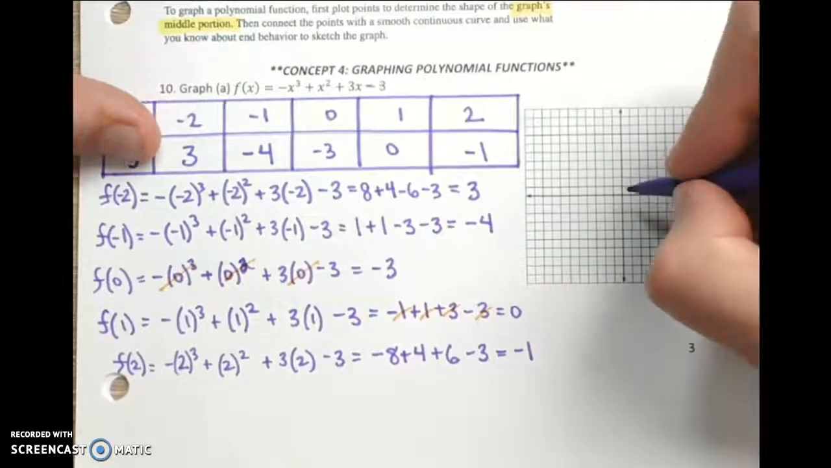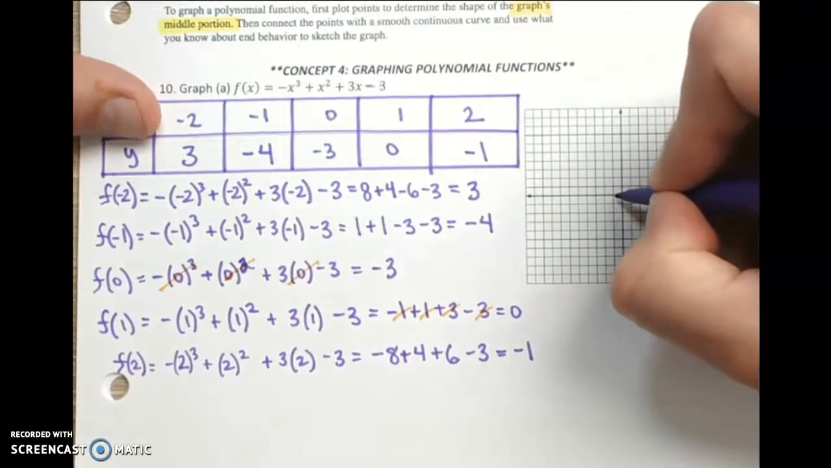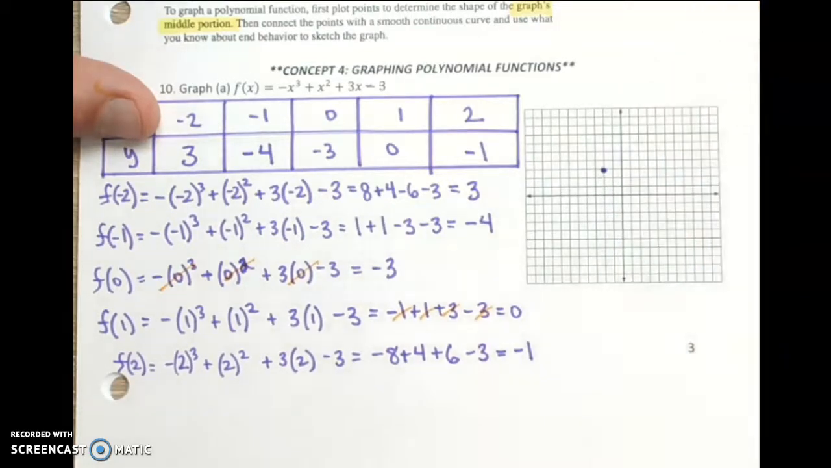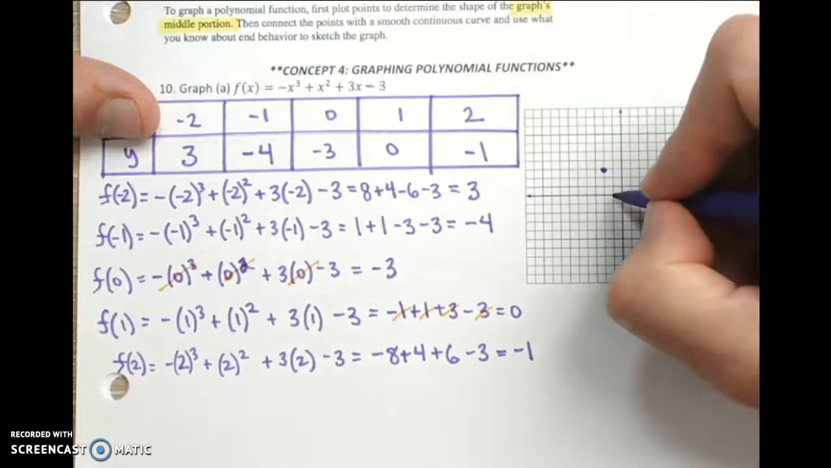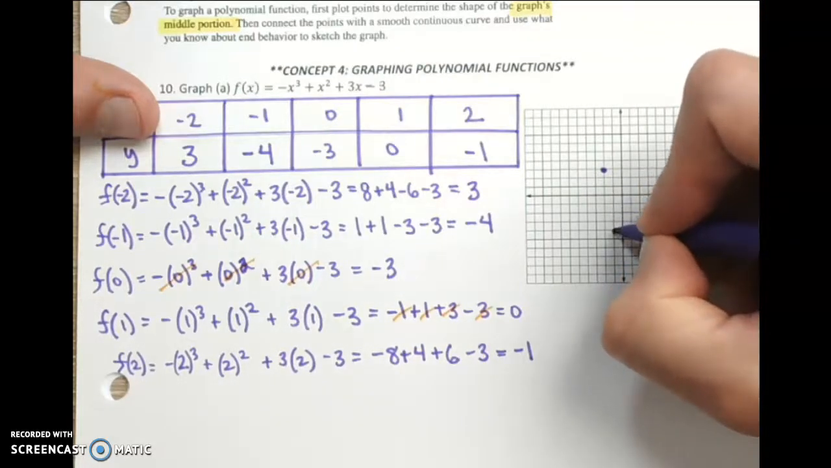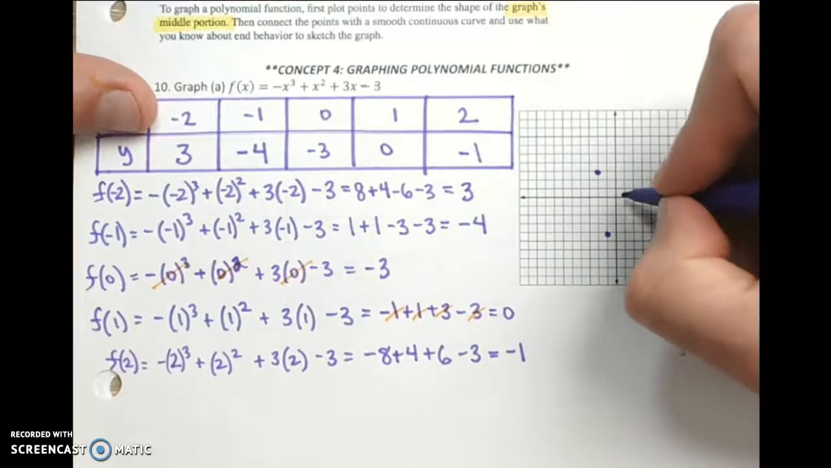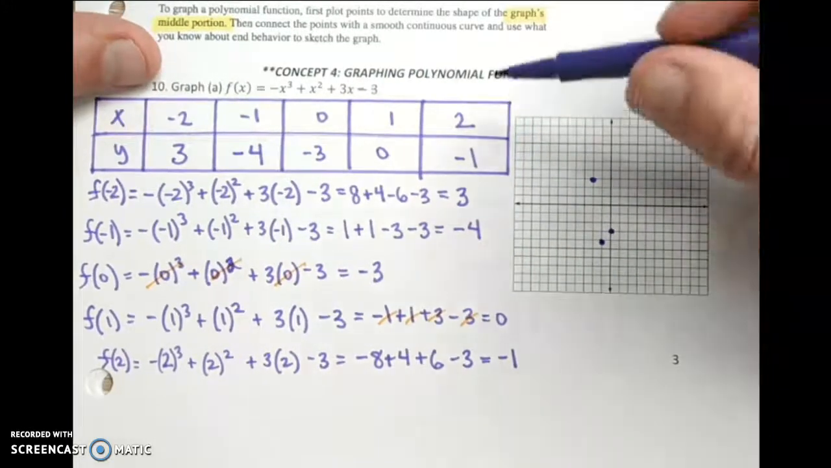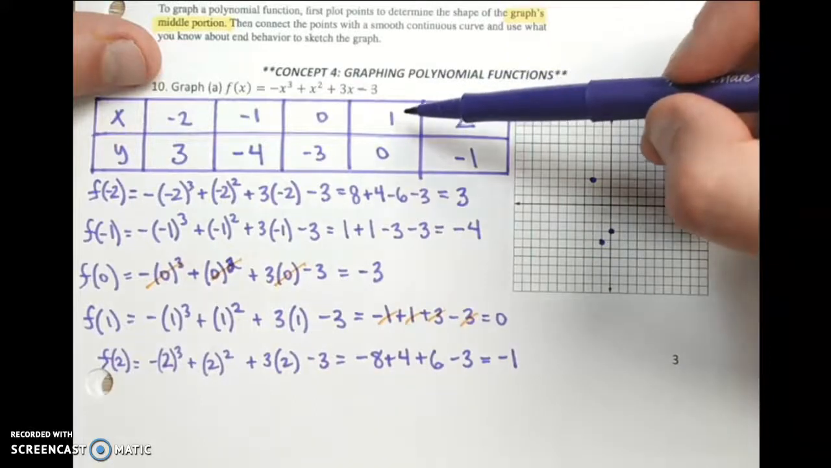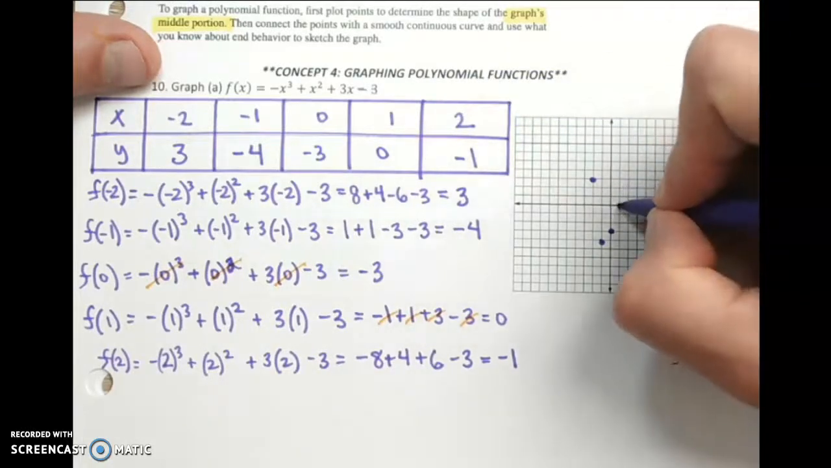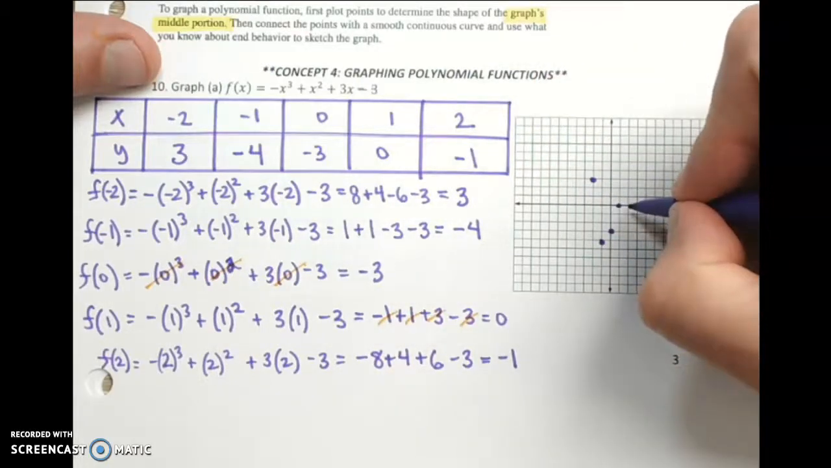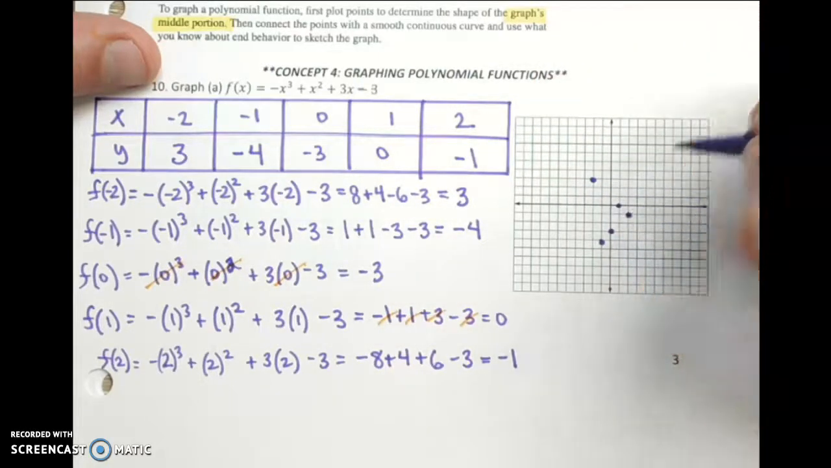Okay, negative 2, 3. So I go 2 to the left, up 1, 2, 3. Alright, negative 1, negative 4. 1 to the left, down 1, 2, 3, 4. 0, negative 3. 0 to the left, down 1, 2, 3. 1, 0. 1 to the right, stop. 2, negative 1. 2 to the right, and down 1.